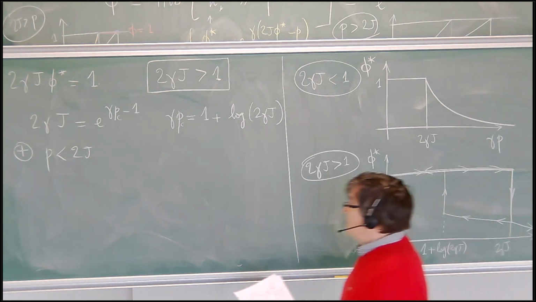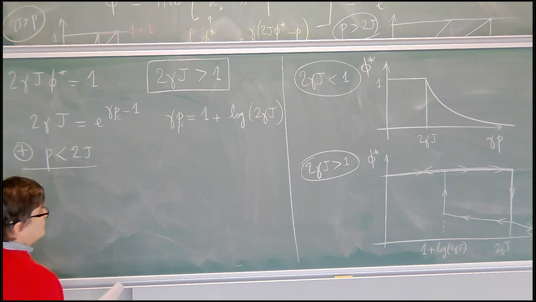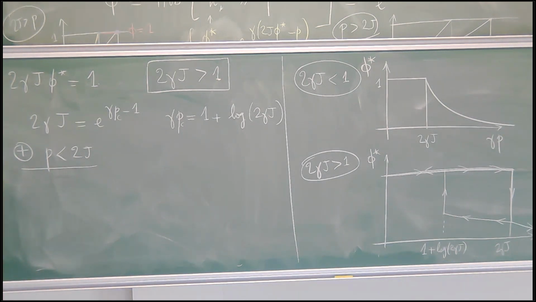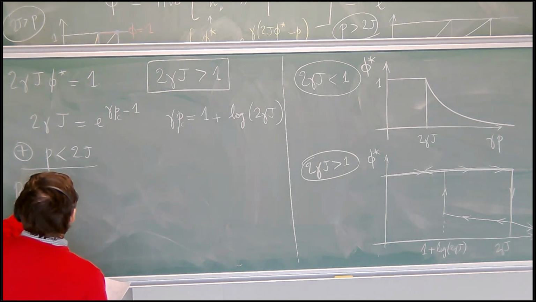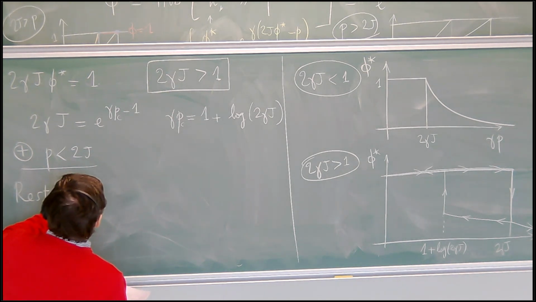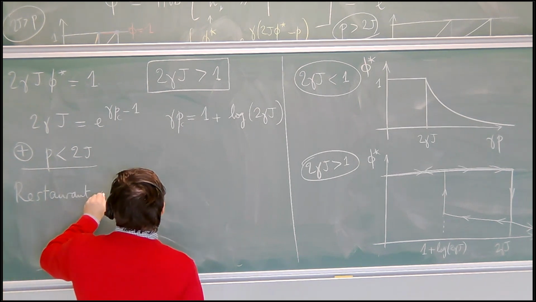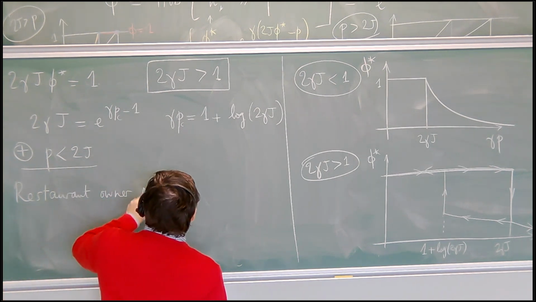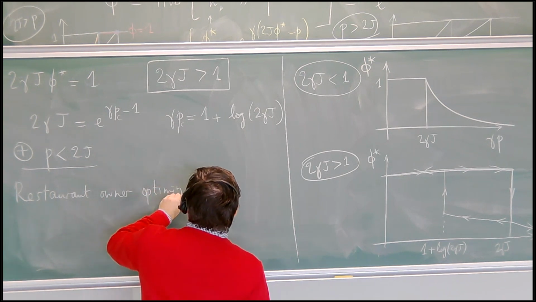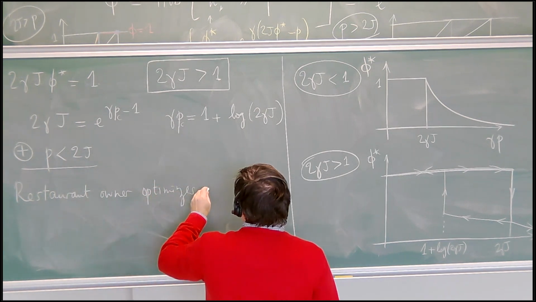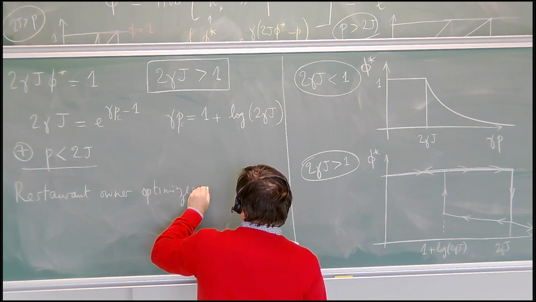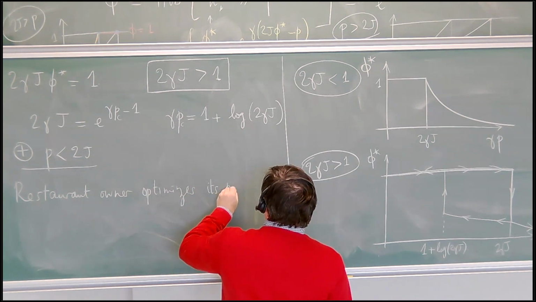But what is interesting about this problem is that in traditional economics, agents optimize their utility if they are households, and their profits if they are firms. So the restaurant owner is supposed to optimize his or her profits. So it's profit.